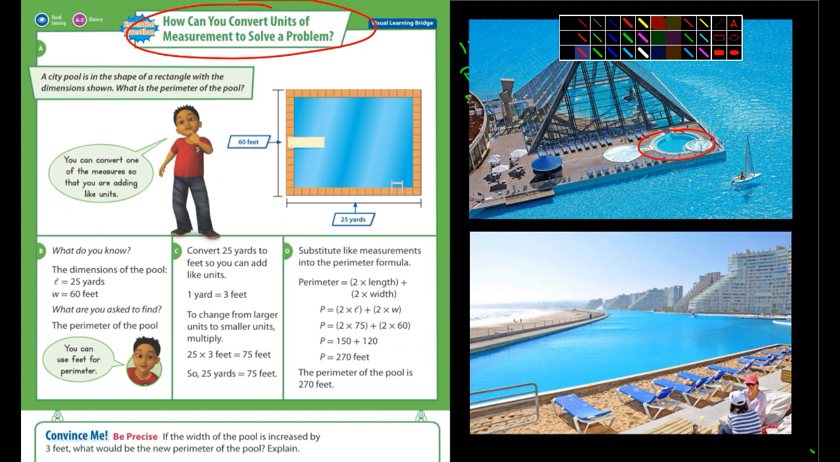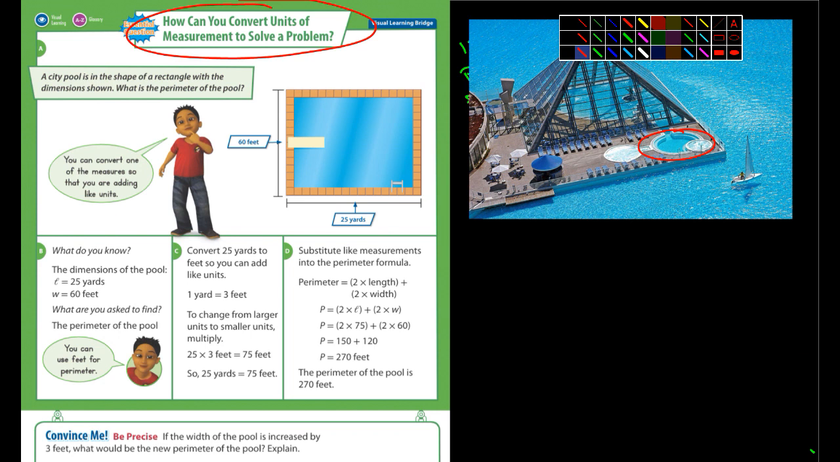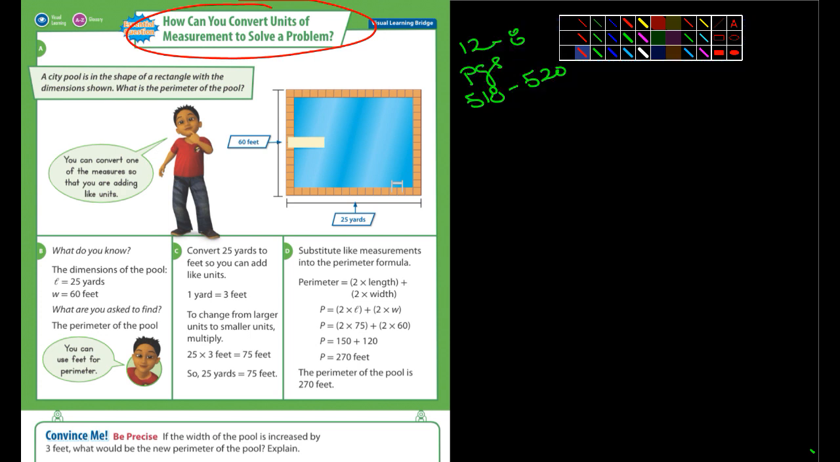Anyways, so let me get rid of these two pictures here so I can do some work. Okay, so it says the city swimming pool is in the shape of a rectangle with the dimensions shown. So it looks like it's 60 feet here and 25 yards. So they're giving us one side in feet, one side in yards. And it says you can convert one of the measurements so that you're adding like units. And you have to add like units.